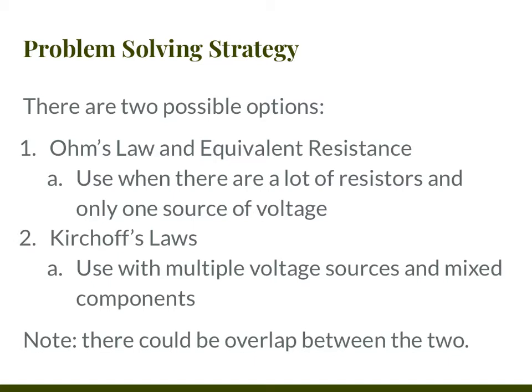There are two options. The first option is based off of Ohm's law, V equals IR, and using equivalent resistance or total resistance of a circuit. So that was what we looked at on the first day with parallel circuits and series circuits. Those are going to be this first method. And then the other method we could use is Kirchhoff's laws, which is the loop rule and the junction rule.